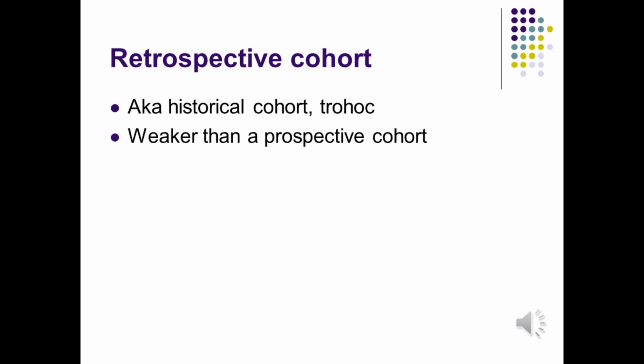Now there's a retrospective cohort, which is looking at data that's already there in terms of the exposure and the outcome, but it is a cohort study. You're looking at the exposure and then finding out which of those subjects who had the exposure developed the outcome. The difference is it's all been done.